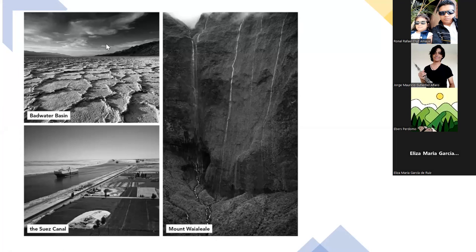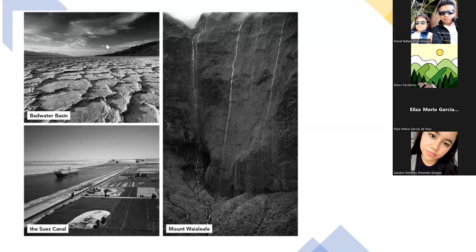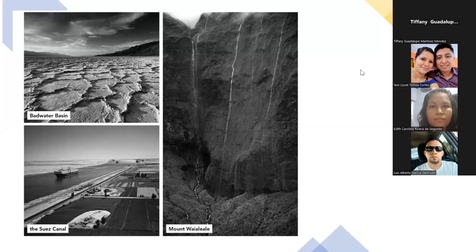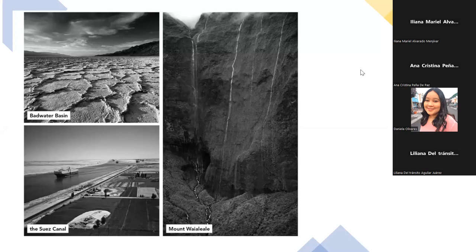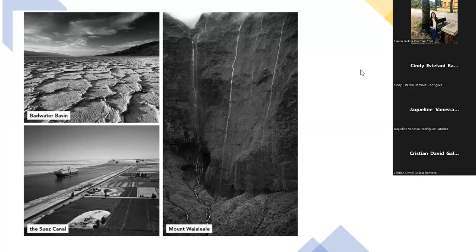Okay, the first picture, bad weather by a scene. It looks like a desert. Exactly. How do you say desierto in English? Desert. Oh, a desert. Very good. Desert. That's correct. Okay.